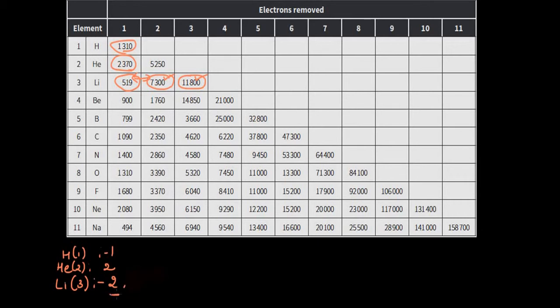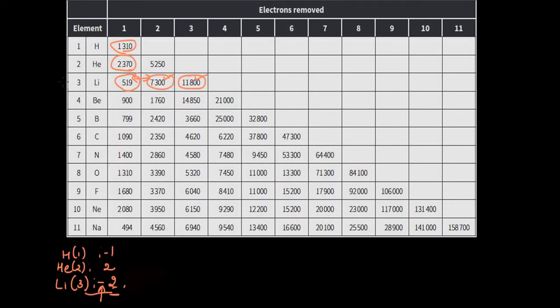The reason is that once this outer electron is removed, the second electron has to be removed from the first shell, which is closer to the nucleus. And there are no electrons in between to shield this second electron. That's the reason that the second ionization energy is much greater than the first ionization energy.